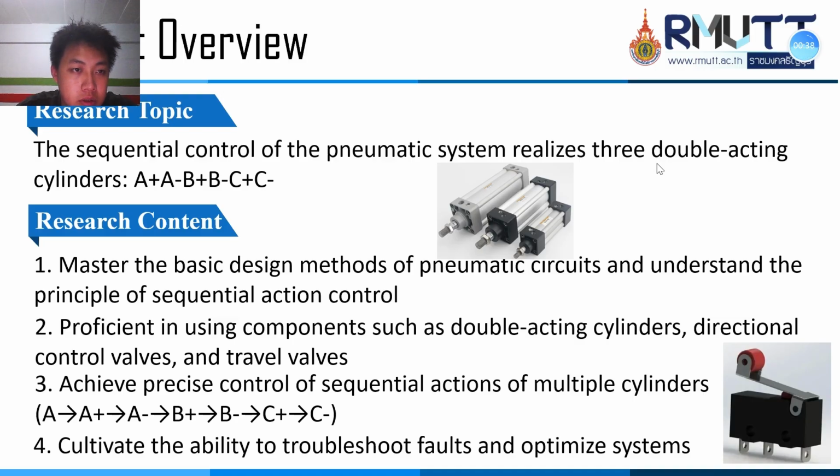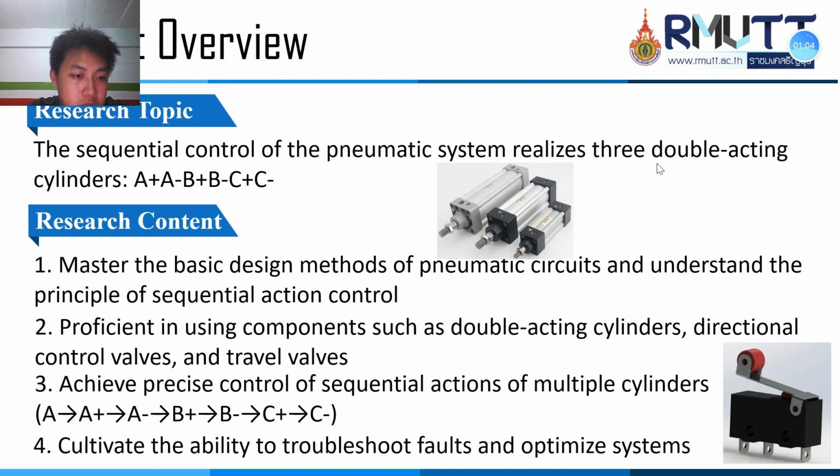Okay, you can see the project overview. The research topic is the sequential control of the pneumatic system realized with three double-acting cylinders: A plus, A minus, B plus, B minus, and C plus, C minus. You can see the research content.